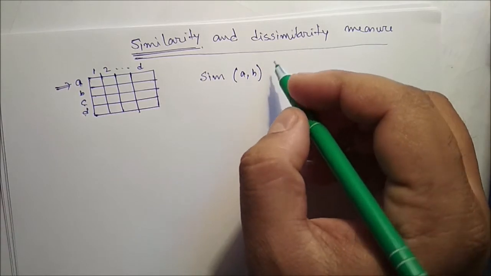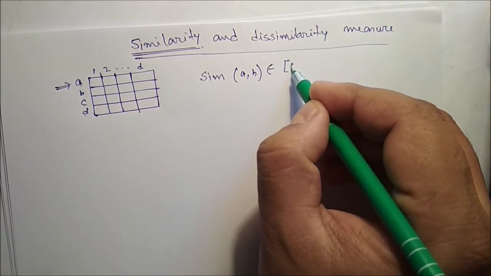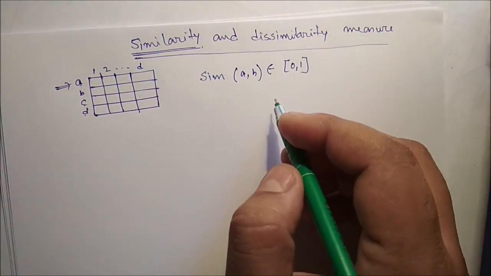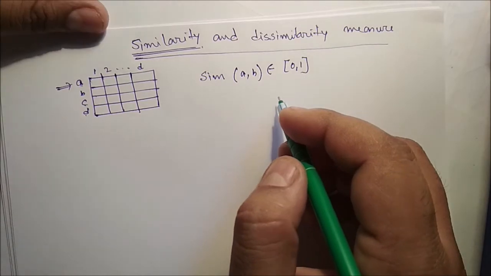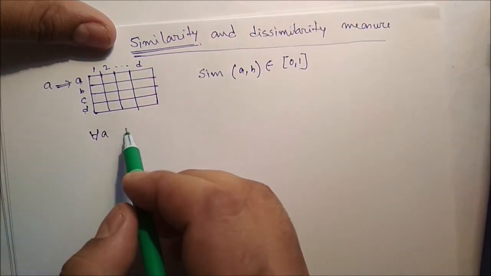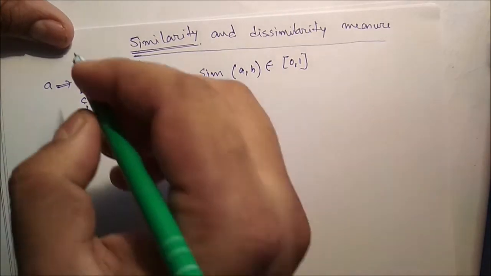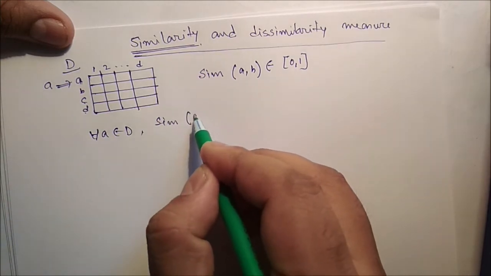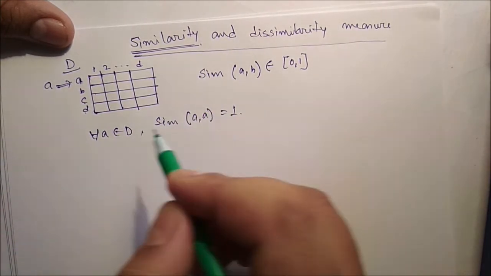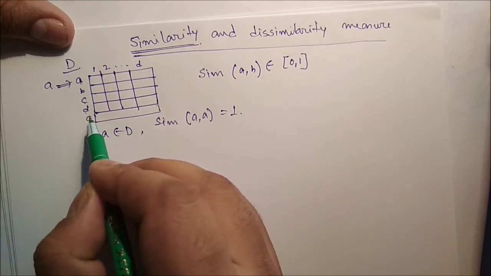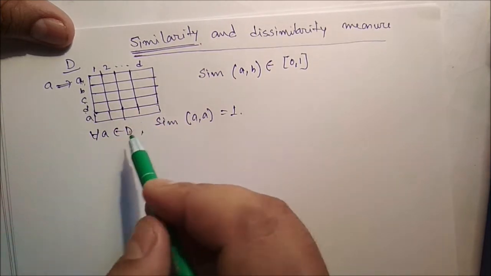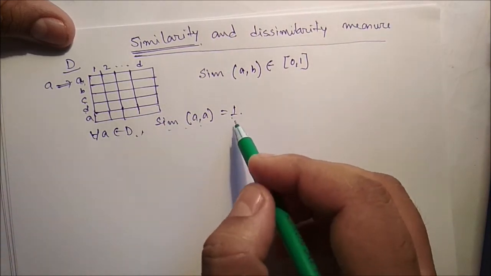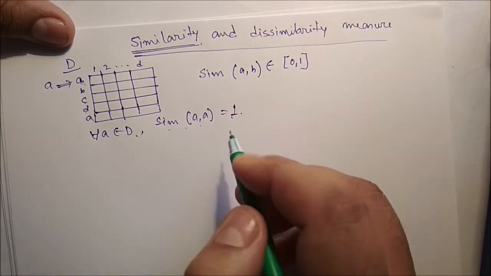Now note that similarity between A and B should always be between 0 and 1. Now what is the significance of 0 to 1? First of all you should know the characteristics of a good similarity measure. For all A belongs to D, let D be the database. Similarity between A and A should always be 1. Suppose another A is there, and they are identical. So for all A belongs to D, similarity between A comma A is 1. That means they are alike, they are similar.